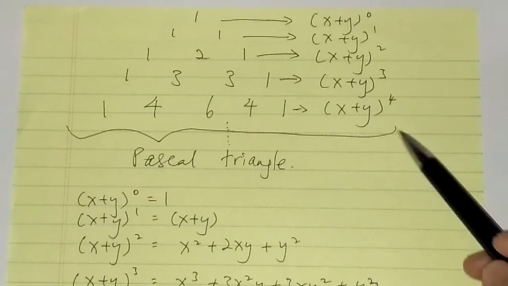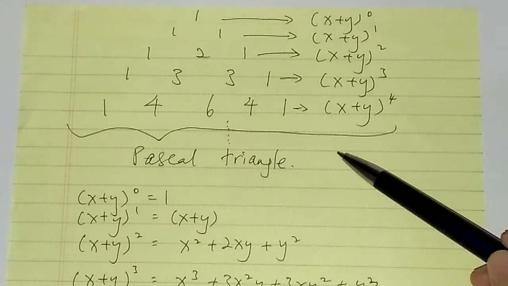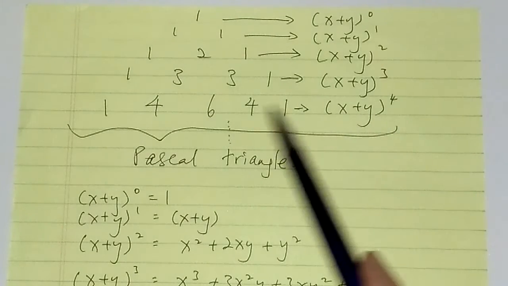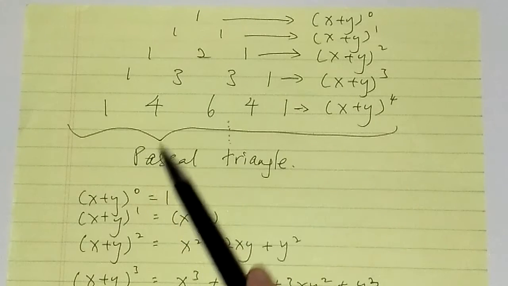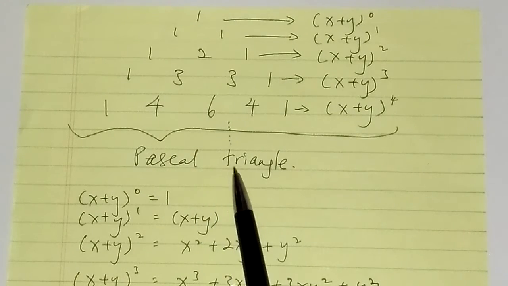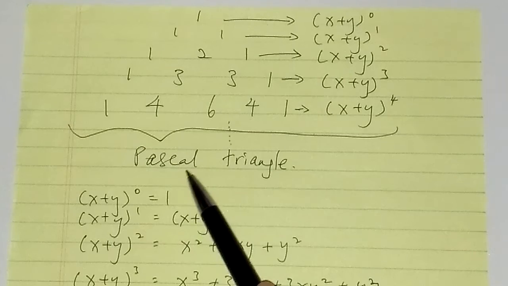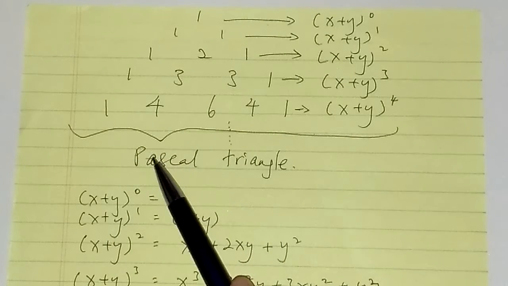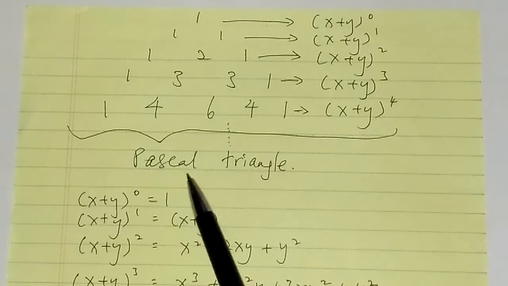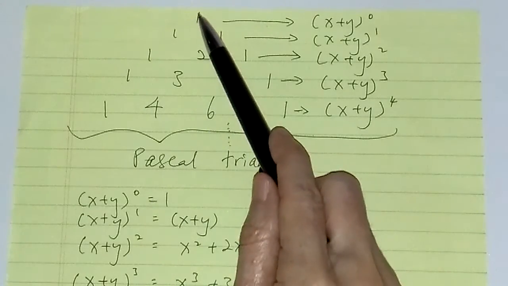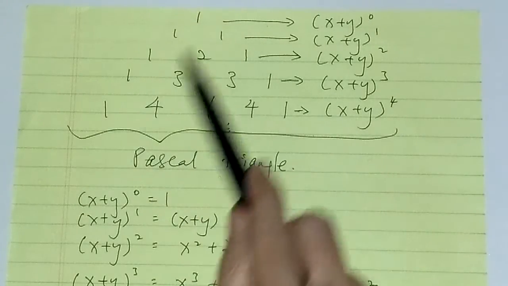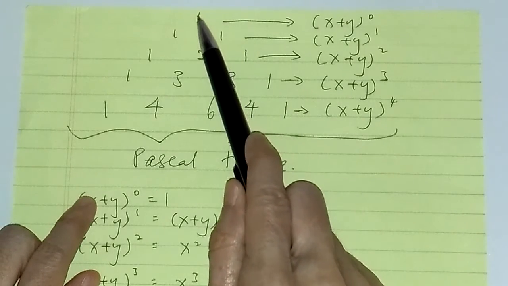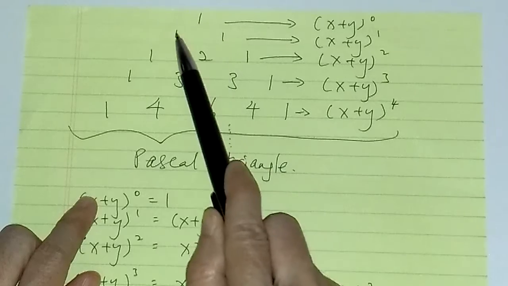I'm going to talk a little bit about the binomial theorem. Before that, I'd like to introduce the so-called Pascal's triangle, because Pascal is a mathematician. If you want to know more about Pascal, you may Google and search about him. Over here we call this Pascal's triangle, and the first one is 1.